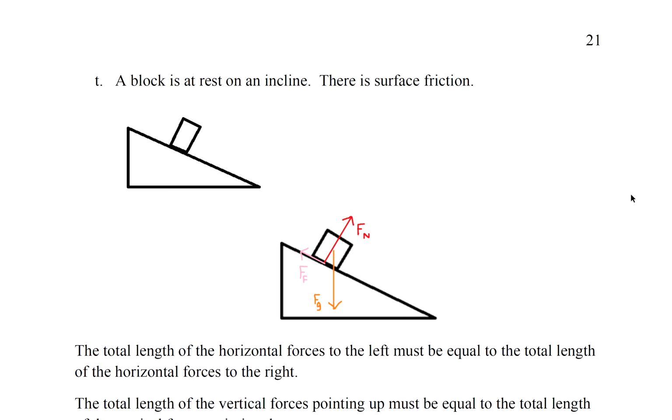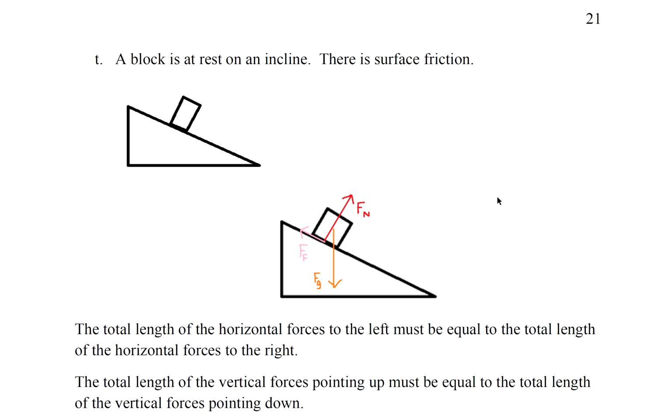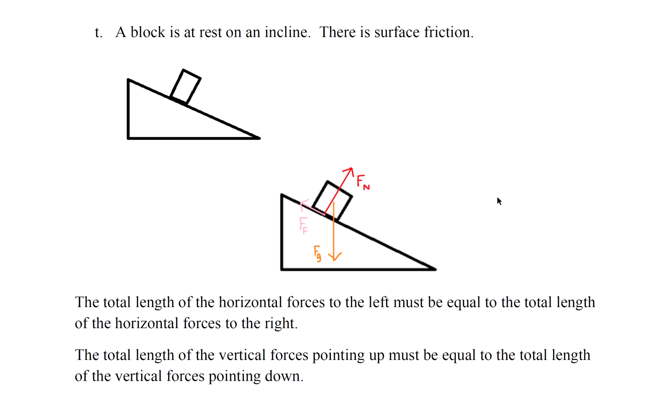Part T, a block is at rest on an incline. There is surface friction, so it's not moving. So remember, force normal is 90 degrees to the surface. And if the block is at rest, that means force of friction should point to the left. So the total forces to the left must be equal to the total forces to the right. And the length of the total forces up must be equal to the length of the total forces down.